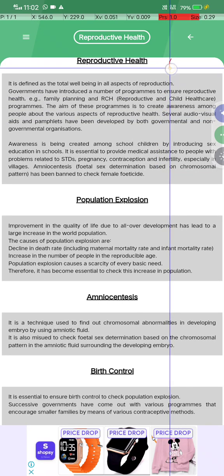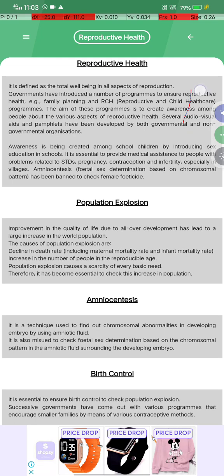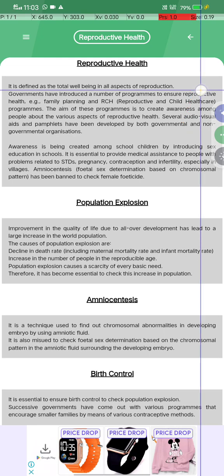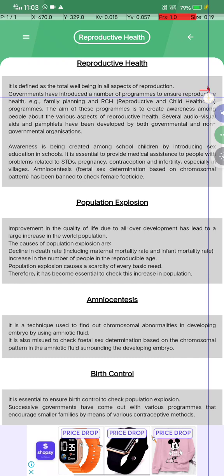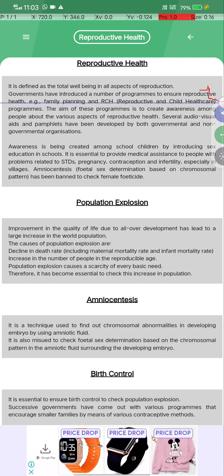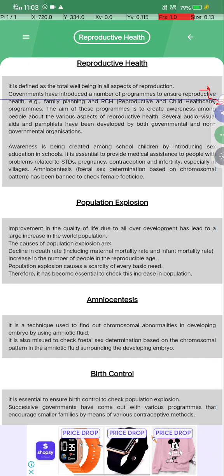The chapter name is reproductive health. Reproductive health होता क्या है, पहले देख लो. It is defined as the total well-being in all aspects of reproduction, and the government has introduced a number of programs to ensure reproductive health. Example: family planning and RCH, यानी कि reproductive and child health care programs.